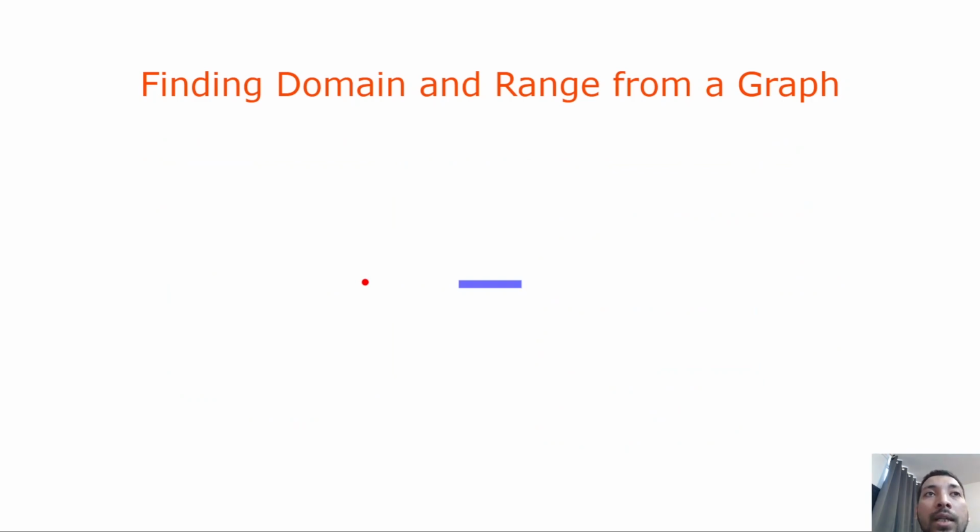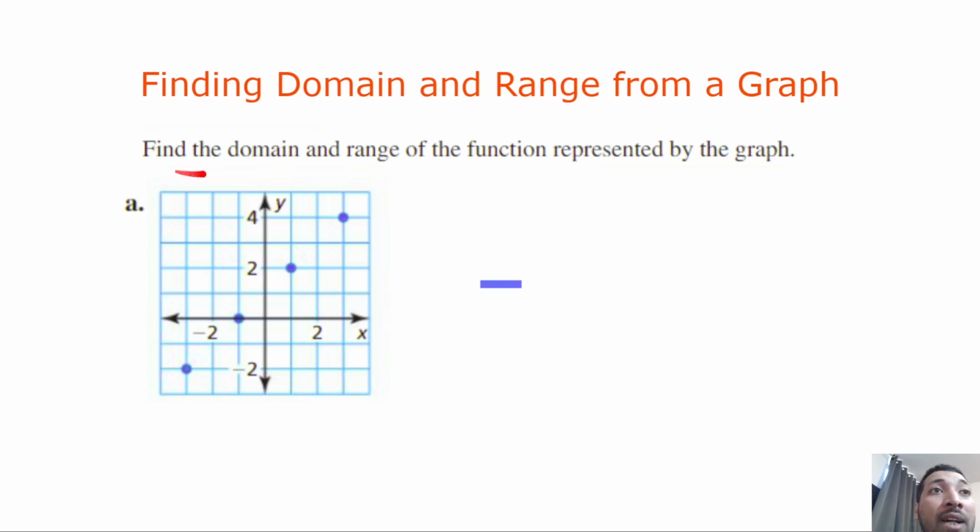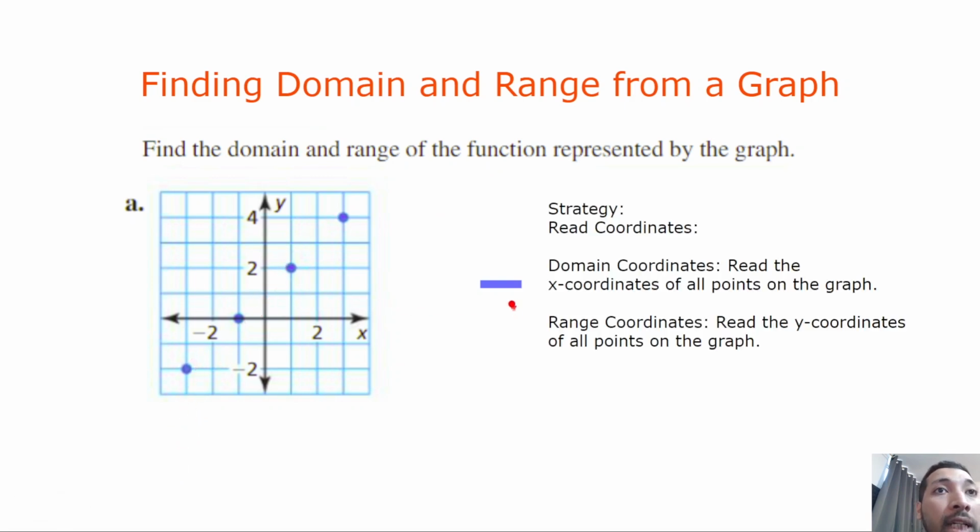Earlier, we saw how to find domain and range from ordered pair of points. Now we'll see how to find domain and range from a graph. So the instruction over here is find the domain and range of the function represented by the graph. In this case, we can see that the points are discrete, meaning that the points are not connected. So the strategy over here is that we first read the coordinates. For domain coordinates, we just read the x coordinates of all the points on the graph. And for range, we just read the y coordinates of all the points on the graph.